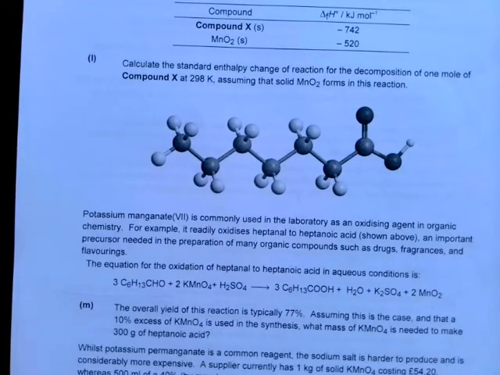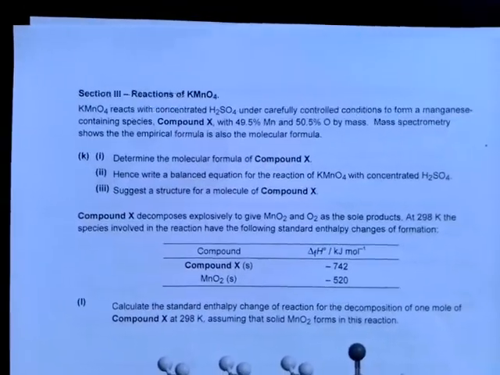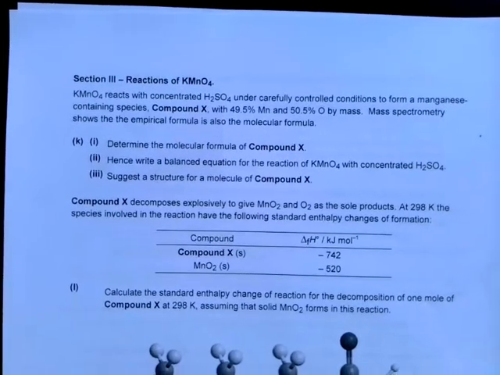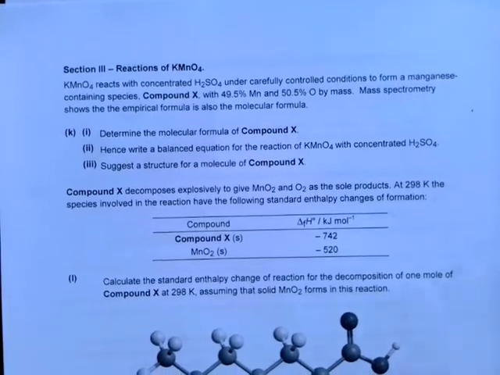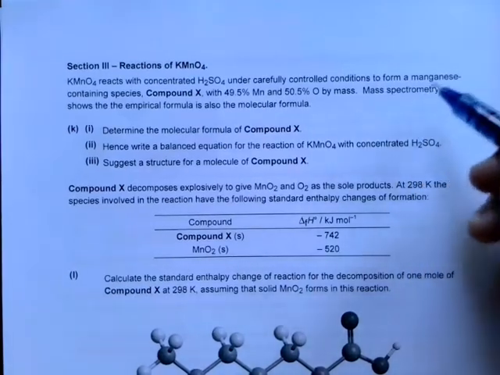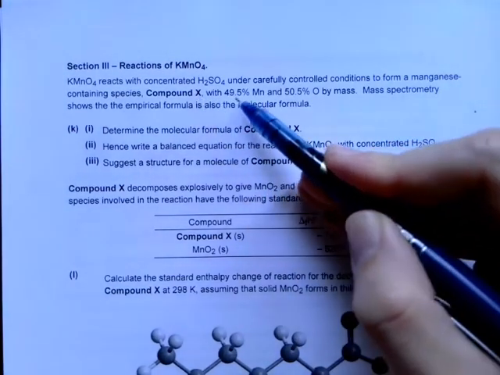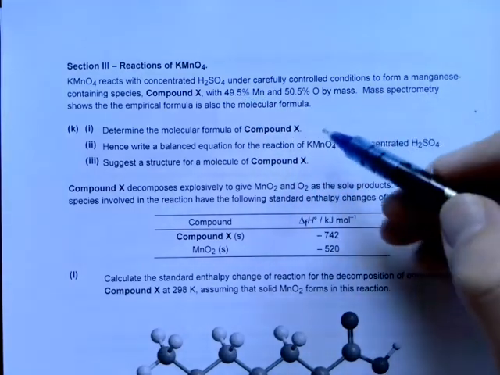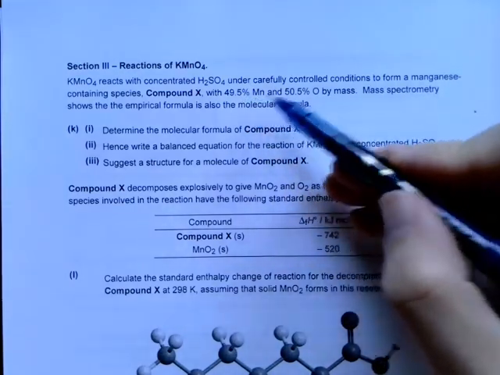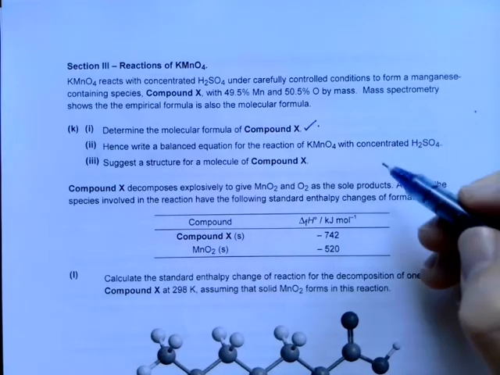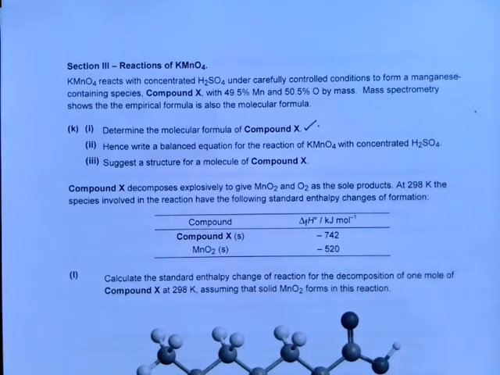Okay, right, but moving on to the final section. Reactions of potassium permanganate. So, KMnO4 reacts with concentrated sulfuric acid under carefully controlled conditions to form manganese-containing species compound X with that much manganese, that much oxygen. Mass spec, easy, no problem there. It's only got 2 things in it, that should take you 2 minutes. Hence, write a balanced equation for the reaction of KMnO4 with concentrated sulfuric acid. Okay, also should be very easy.